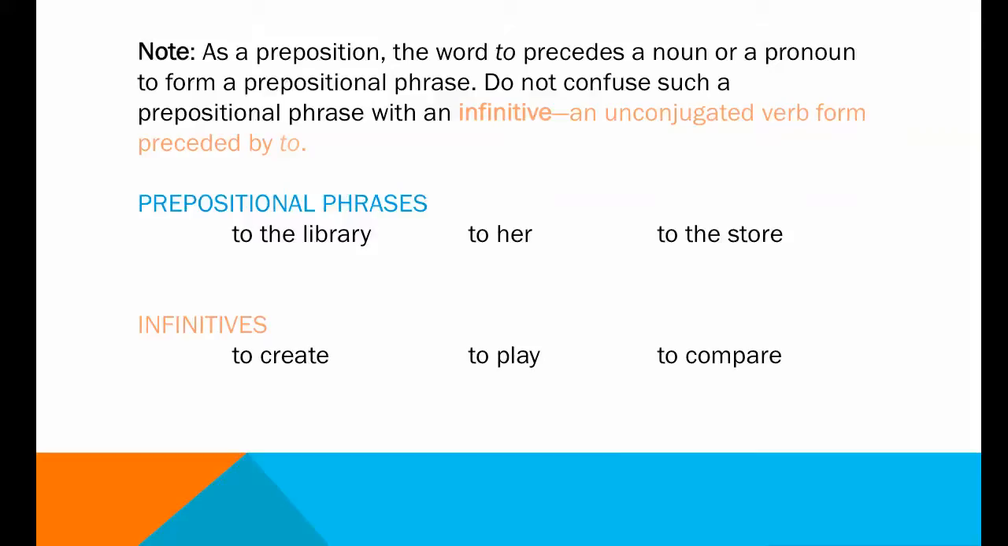The infinitive is when the to comes before a verb. To create, to play, to compare. These are unconjugated verb forms. So again, you really need to look at what comes after the to. If it's a noun or pronoun, you most likely have a prep phrase. If it's something that could become a verb, then you probably have an infinitive.